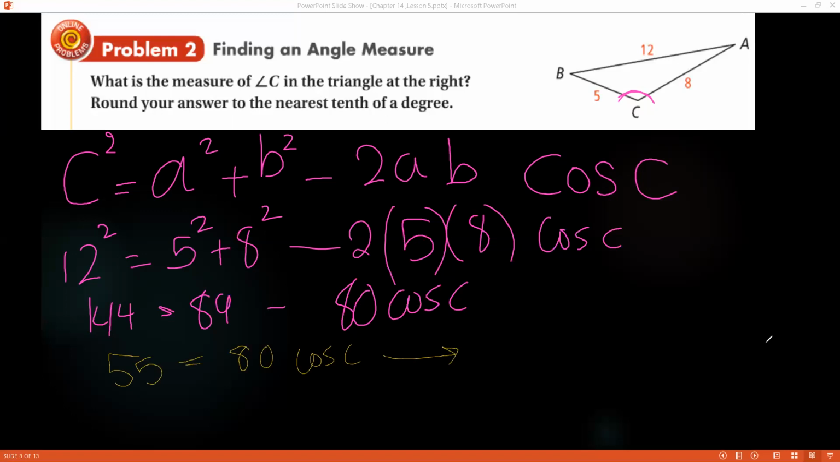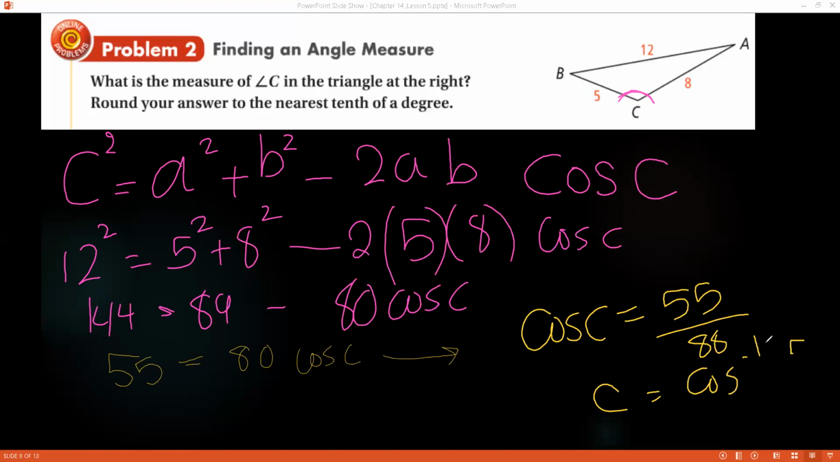So from here, cosine C will be 55 over 80. So angle C will be cosine inverse of 55 over 80. So C will be 51.3 degrees.